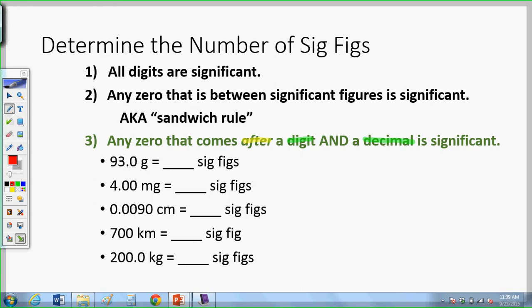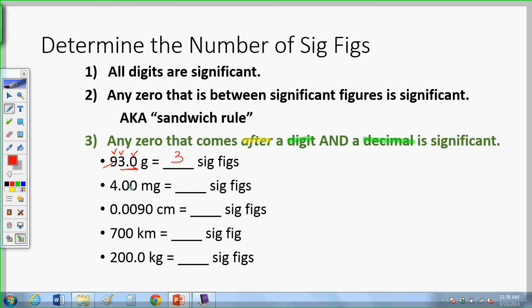So the first one, 93.0 grams. I'm going to start with rule 1, where I put a check mark above all digits. So the 9 and the 3 are digits, numbers 1 through 9. They are significant or measured. Rule number 2, we have to look for zeros in a sandwich or between significant figures. This 0, it is not in a sandwich. Next, I'm going to look for zeros that are coming after, meaning to the right-hand side of a digit and a decimal. This 0 is to the right-hand side of a decimal, and it is to the right-hand side of a digit. And by that I mean anywhere to the right-hand side. So therefore, it is also significant. And there are 3 significant figures.